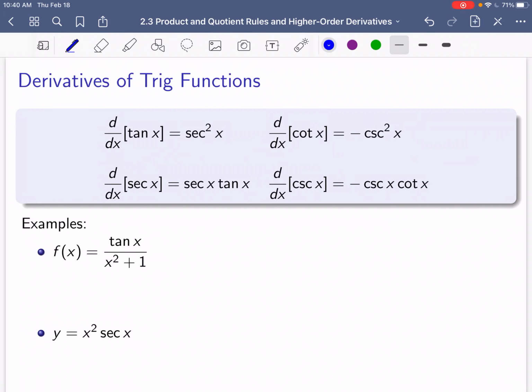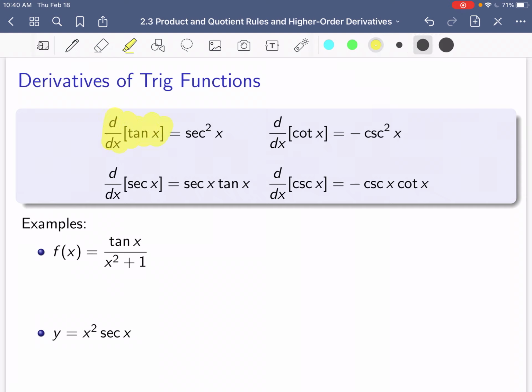In this video, we're going to take a look at the derivatives of tangent, secant, cotangent, and cosecant. We will look at some examples that involve those derivatives. So here you can see I have these derivatives just written down.